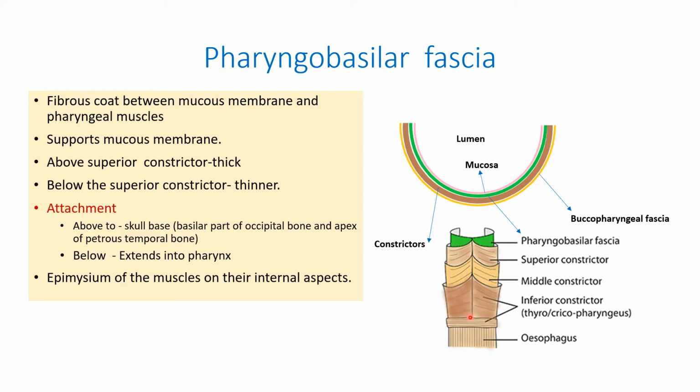And in this picture you can see the three constrictor muscles, and look at the pharyngobasilar fascia. It is the membrane that supports the mucosa, and above the level of the superior constrictor it is thick, and it is attached to the base of the skull, that is the basilar part of the occipital bone and the apex of the petrous temporal bone. It extends below into the pharynx. That's why it is called the pharyngobasilar fascia, extending from the base of the skull to the pharynx. Below the superior constrictor it is thin, and it forms the epimysium of the muscles on their inner aspect.